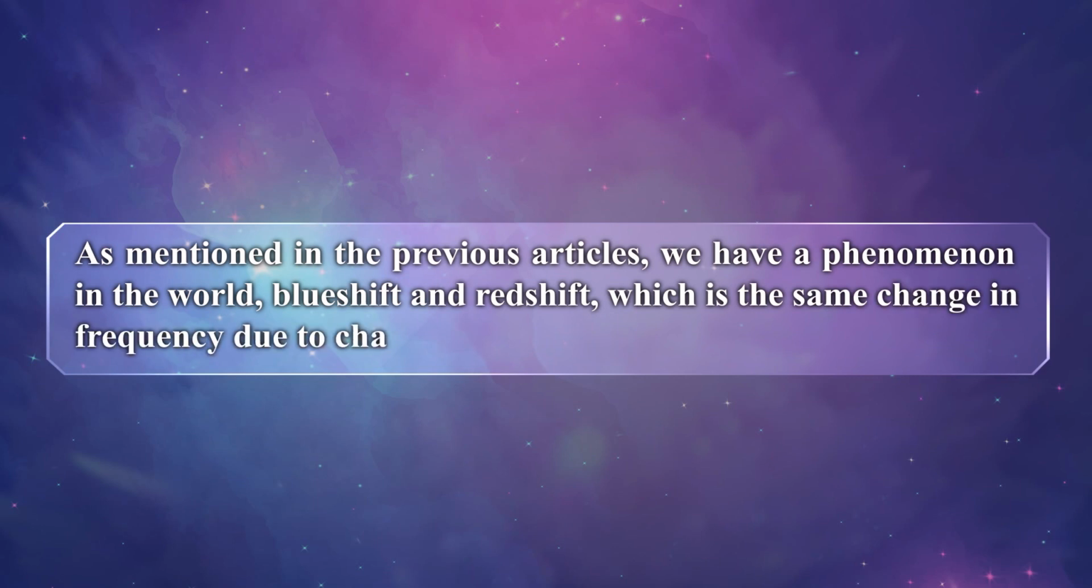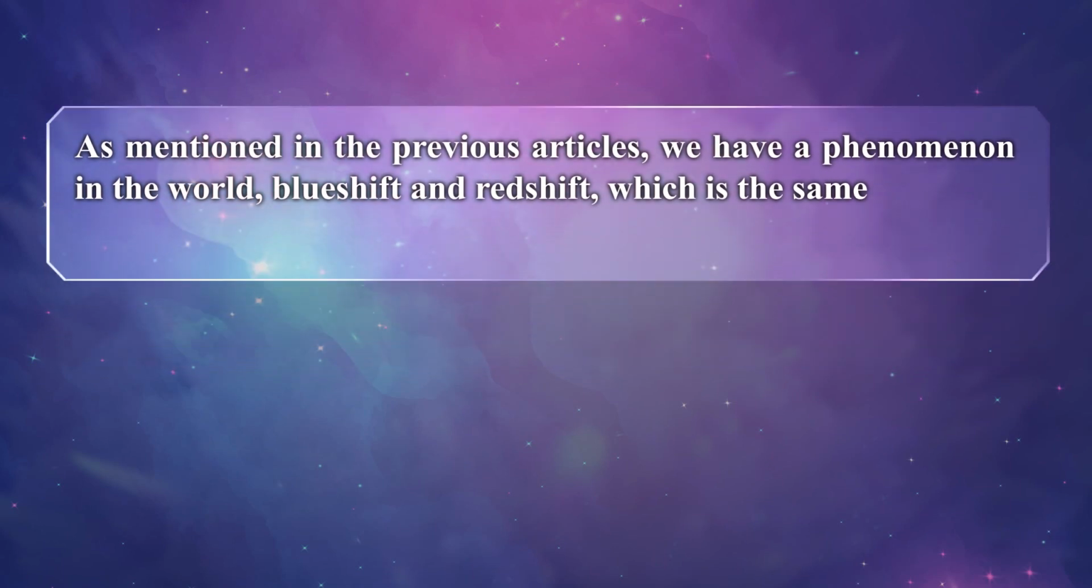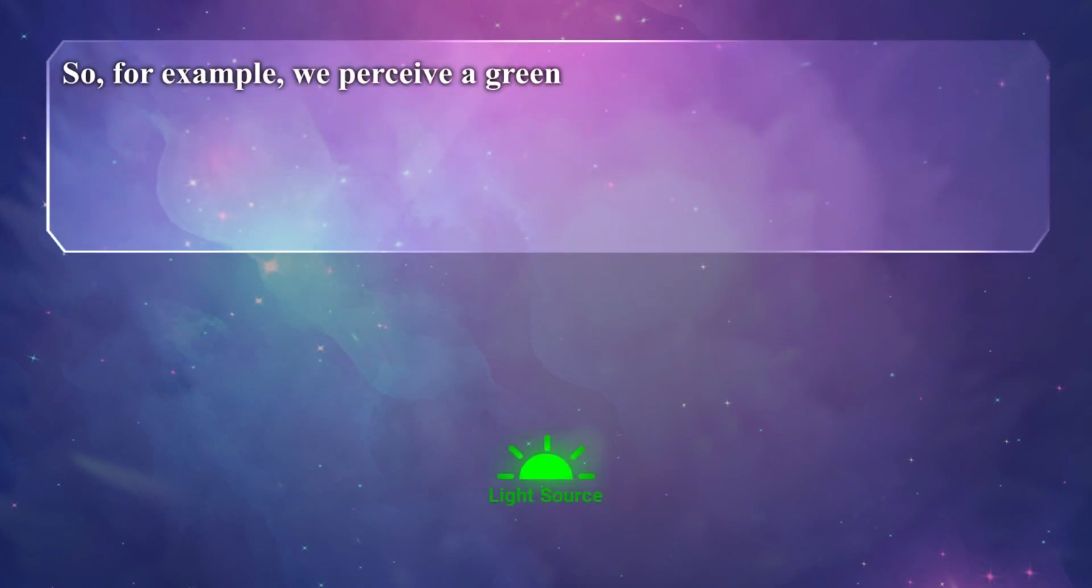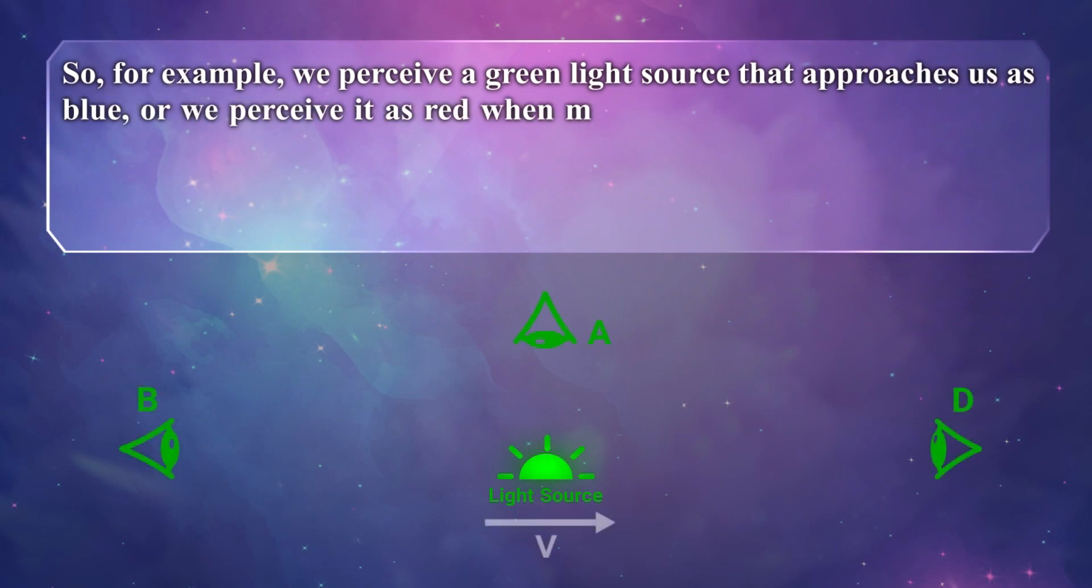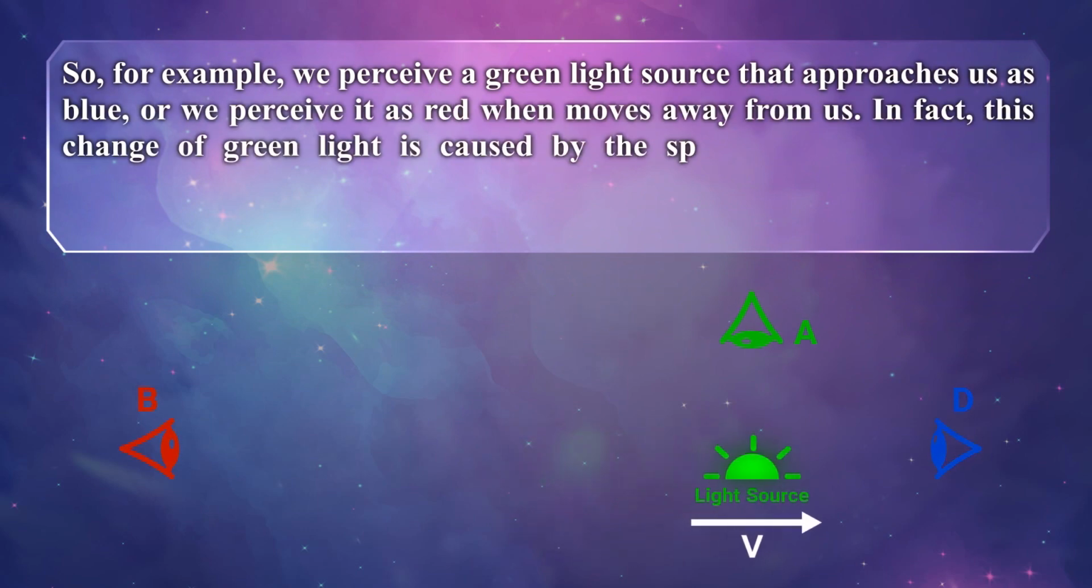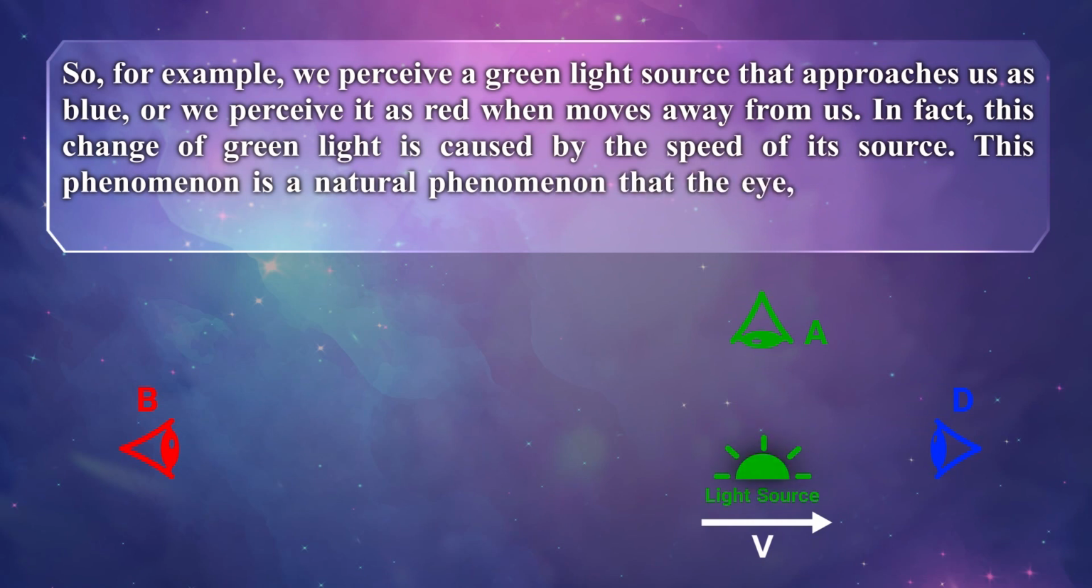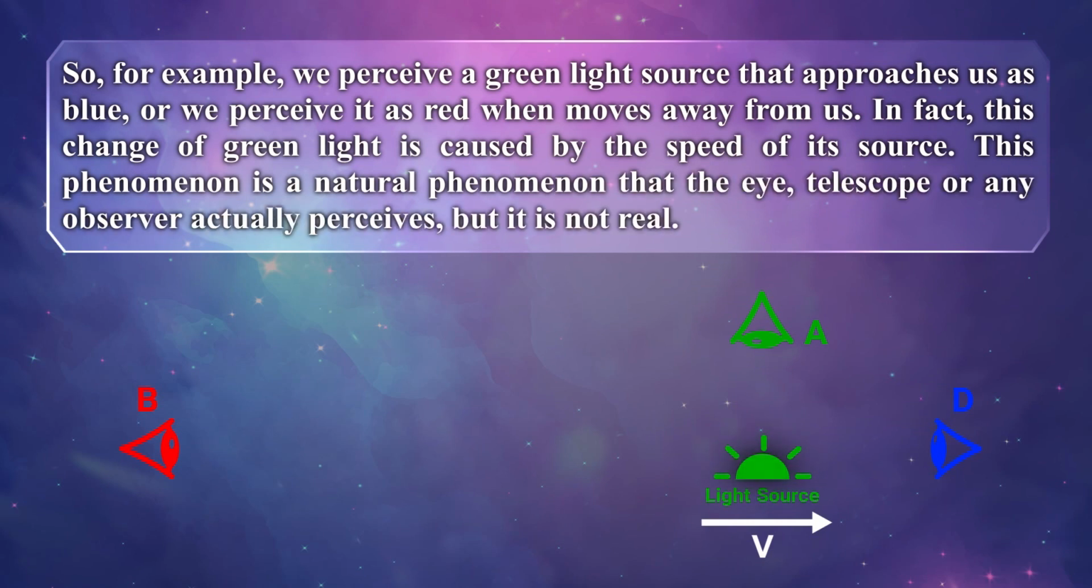the same change in frequency due to changes in the speed of the light source. So, for example, we perceive a green light source that approaches us as blue, or we perceive it as red when it moves away from us. In fact, this change of green light is caused by the speed of its source. This phenomenon is a natural phenomenon that the eye, telescope, or any observer actually perceives, but it's not real.